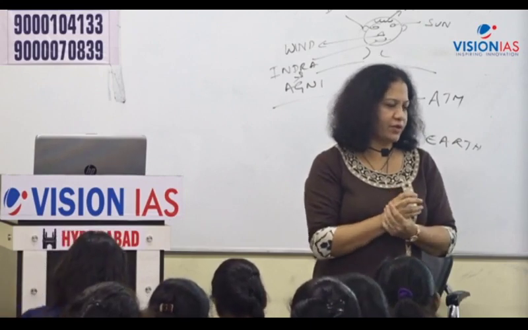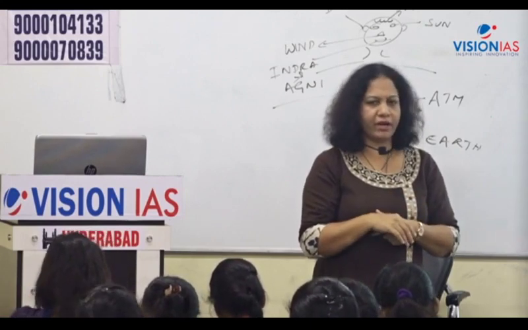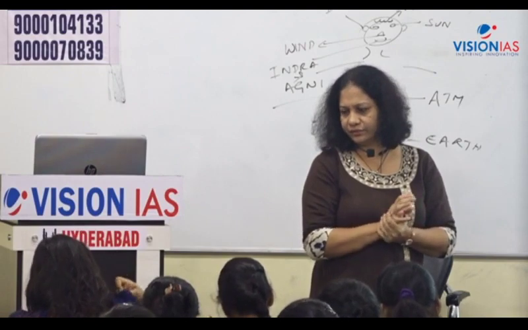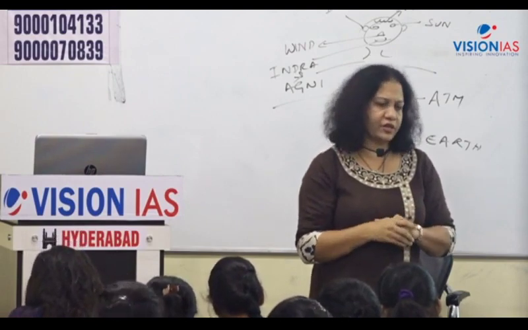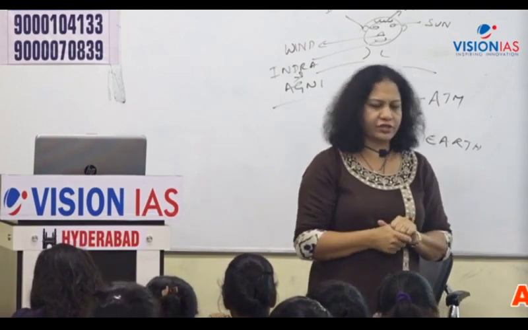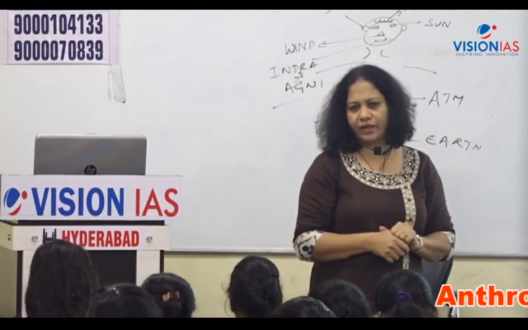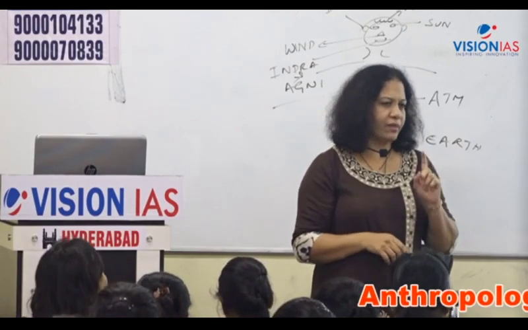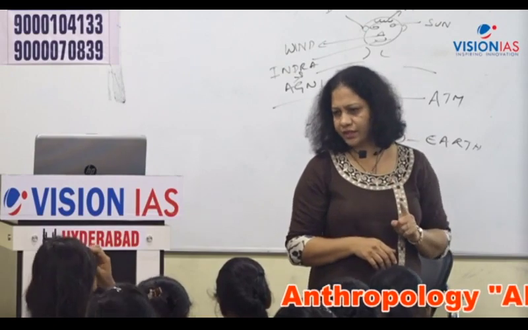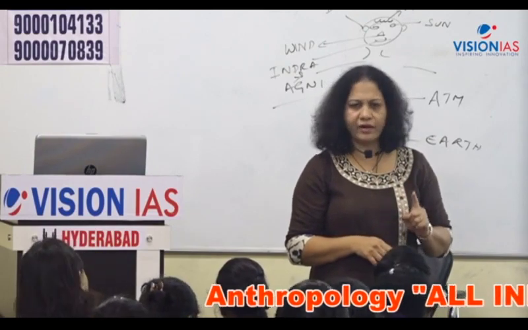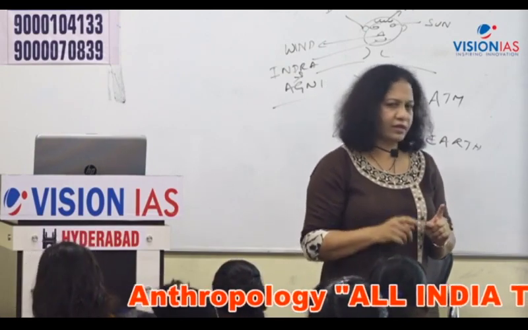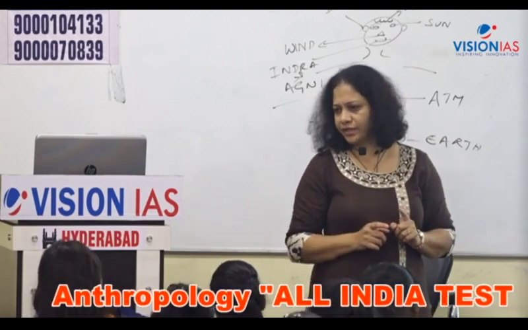In chapter 6, paper 1, two people are mentioned. You know them, Malinowski and Radcliffe-Brown. One is mentioned in functionalism, the other in structural functionalism. Bear this in mind: for Malinowski, the individual is very important. For Radcliffe-Brown, society is important.